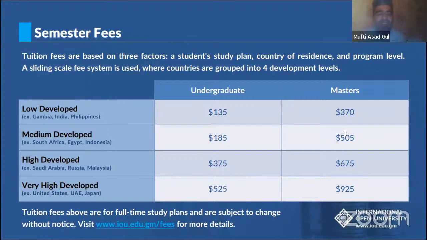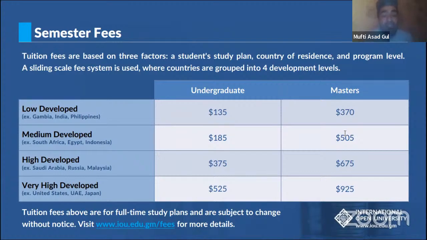Most of the students are thinking and waiting for this slide as well. So for undergrad, because some of the countries are low developed, like for example Gambia, India, and Philippines, for undergraduate it's $135, but for master degree it's $370.